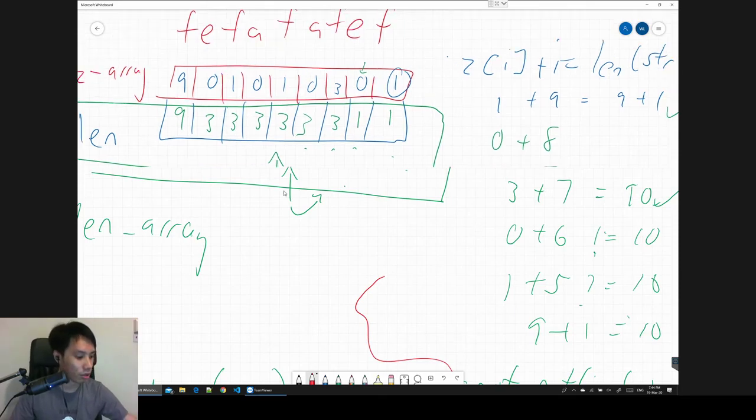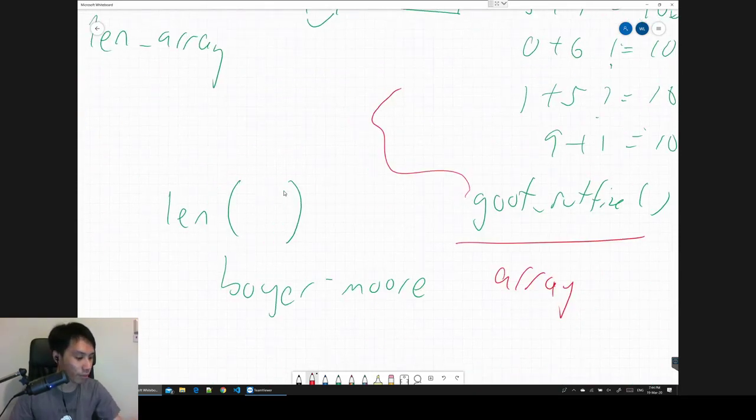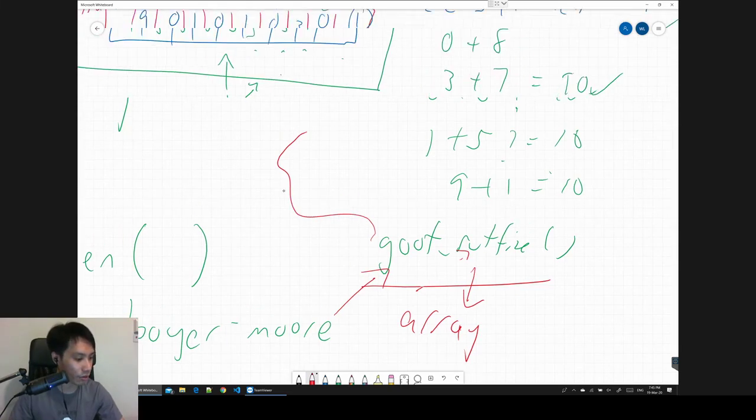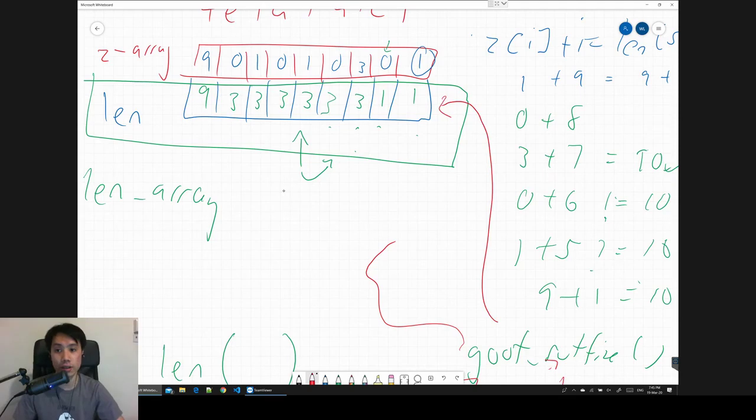Okay. So in Boyer-Moore, there's something called a good suffix. If you look at your Boyer-Moore lecture, there's something called a good suffix bracket. It looks like a function, but it is actually an array. And your good suffix array is very similar to how you calculate your length array. And it will not be discussed in your lecture slides for Boyer-Moore at all, because you're expected to know it from tutorial question number 7.